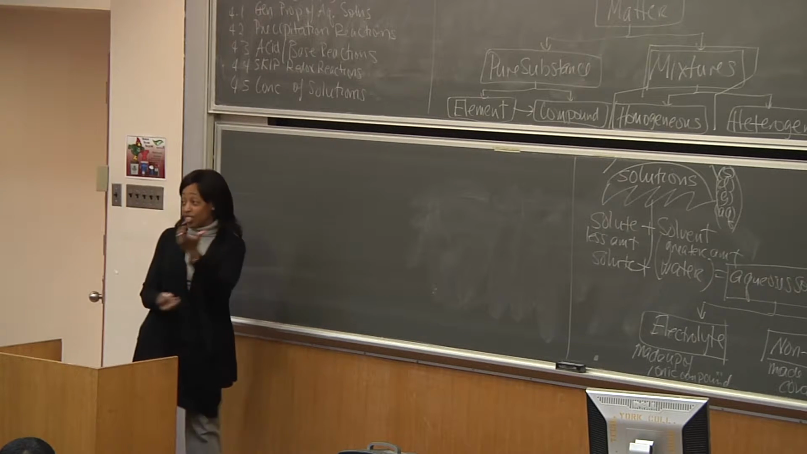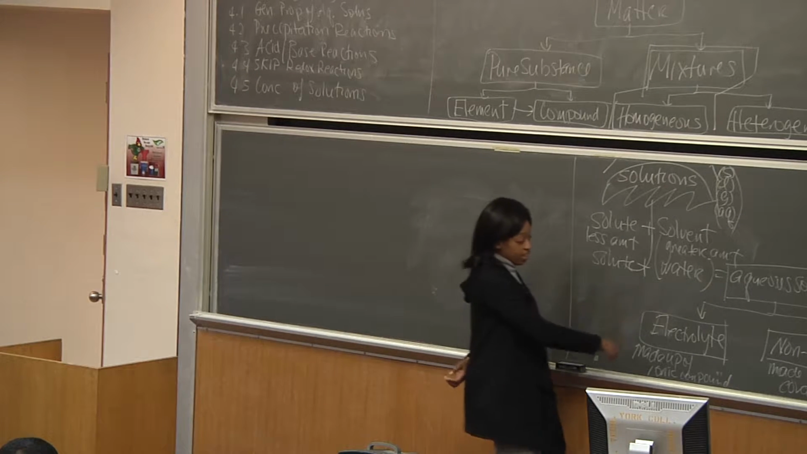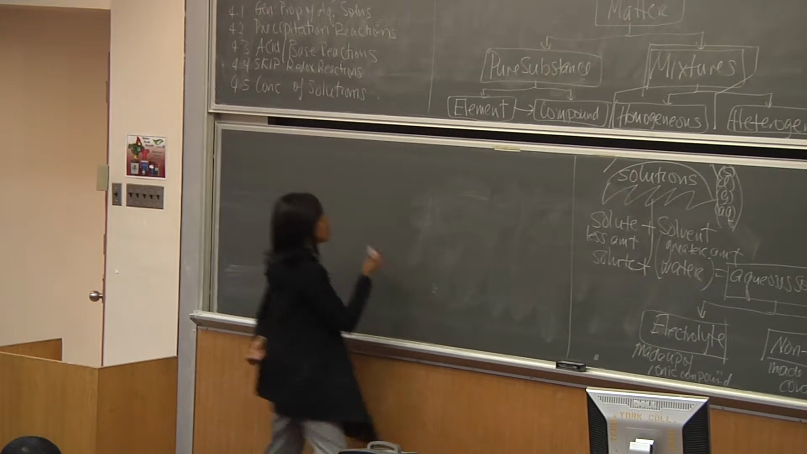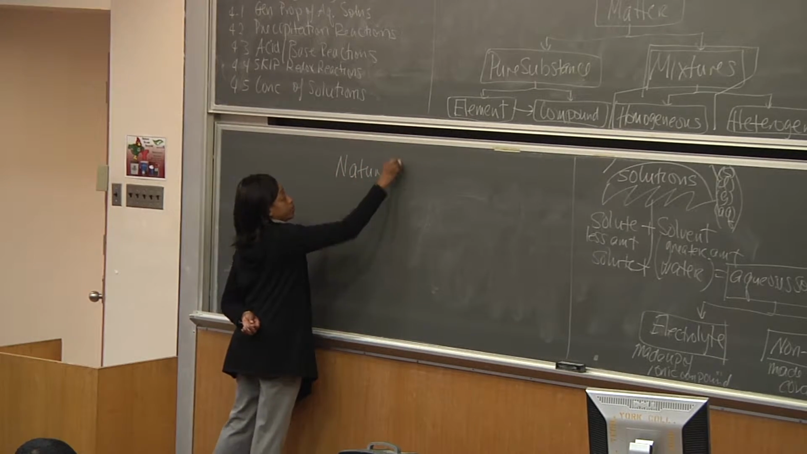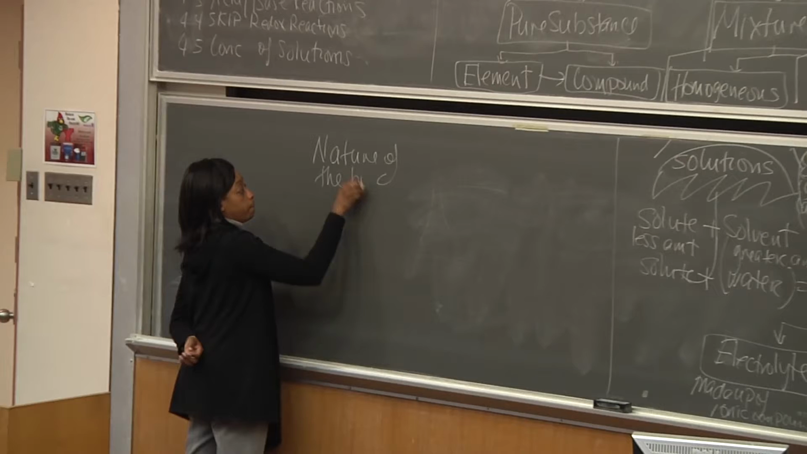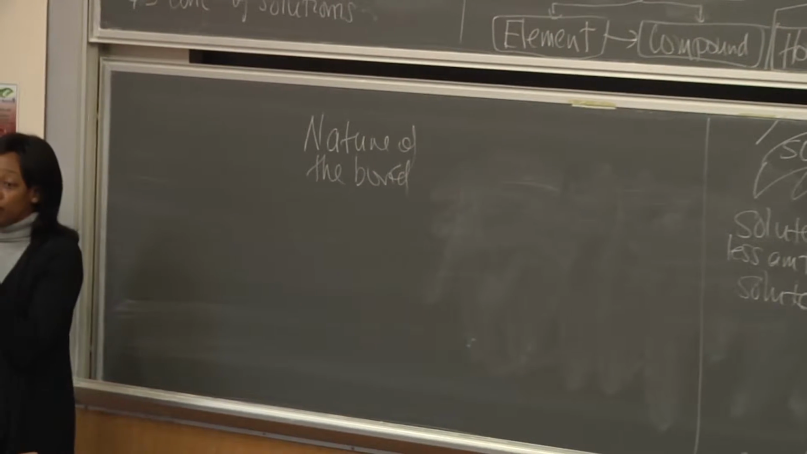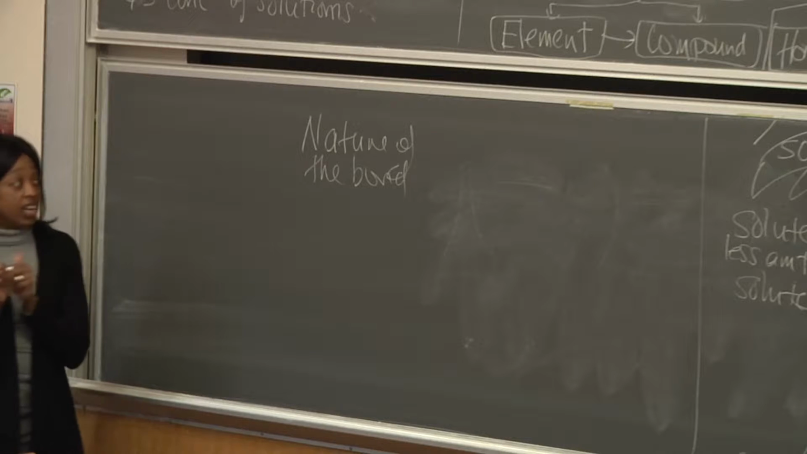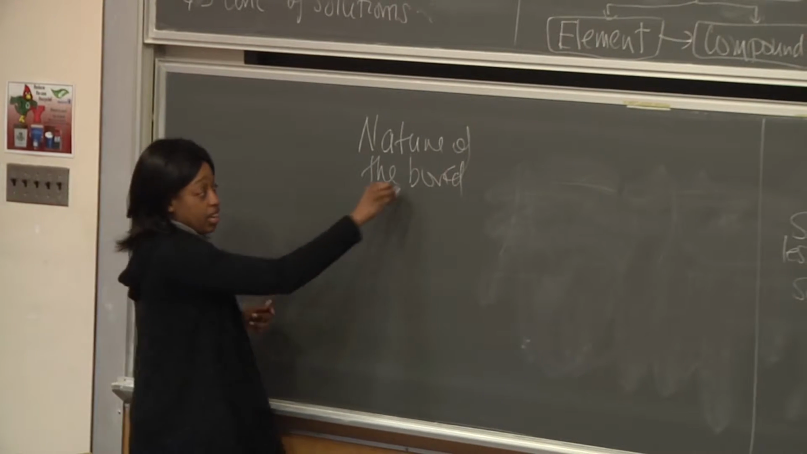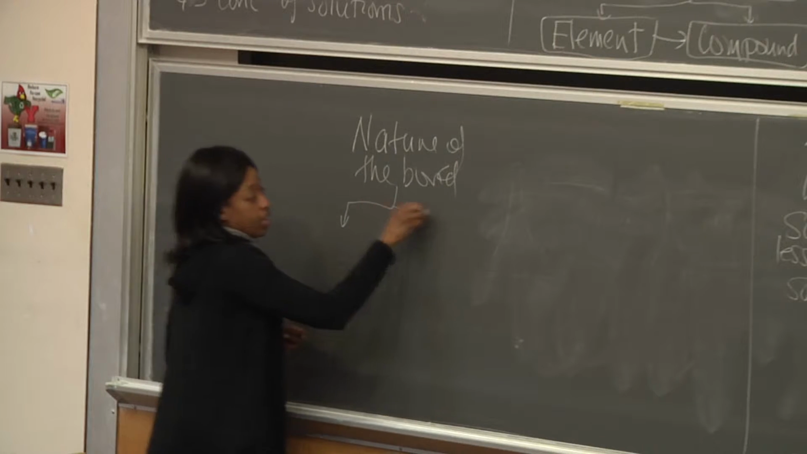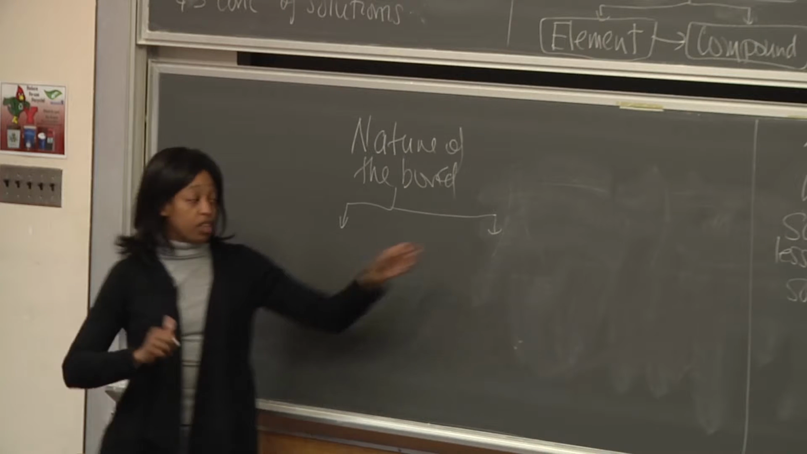Okay, so to translate what she just said, when we're defining this electrolyte versus non-electrolyte, ionic versus covalent, we're basically looking at the nature of the bond. If the thing that draws the two pieces together is because of an electrostatic interaction, you have an ionic compound. If the thing is the sharing of electrons, you have a covalent compound.